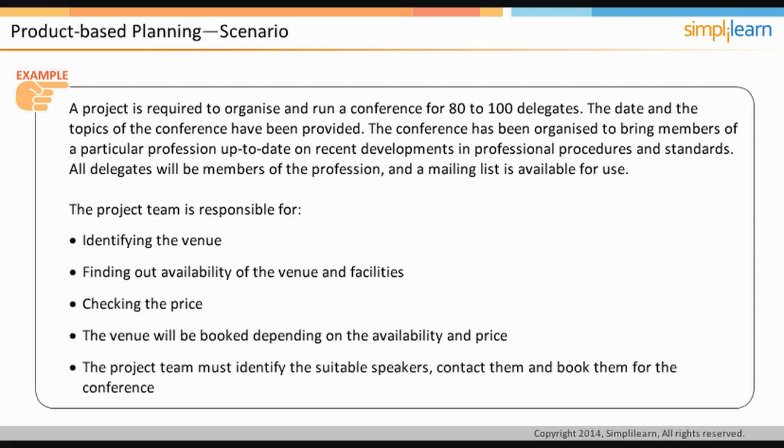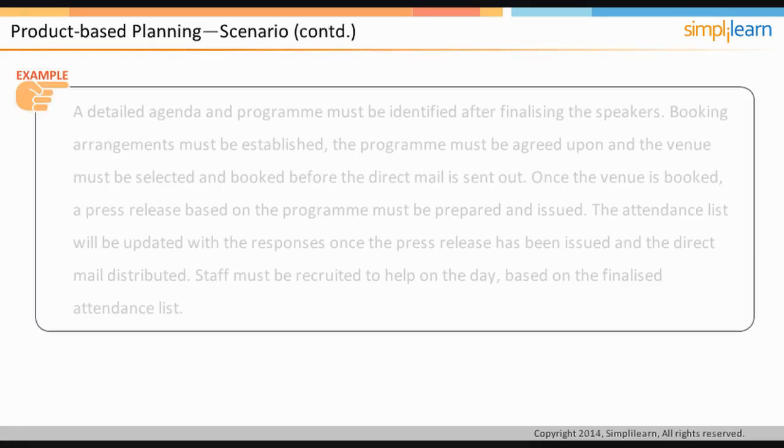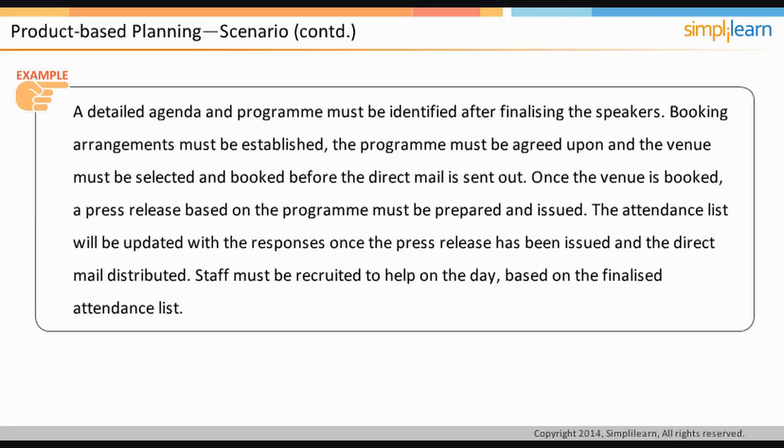The project team must identify the suitable speakers, contact them, and book them for the conference. We will continue our discussion on the other aspects of this example in the next screen. A detailed agenda and program must be identified after finalizing the speakers. Booking arrangements must be established, the program must be agreed on, and the venue must be selected and booked before the direct mail is sent out.